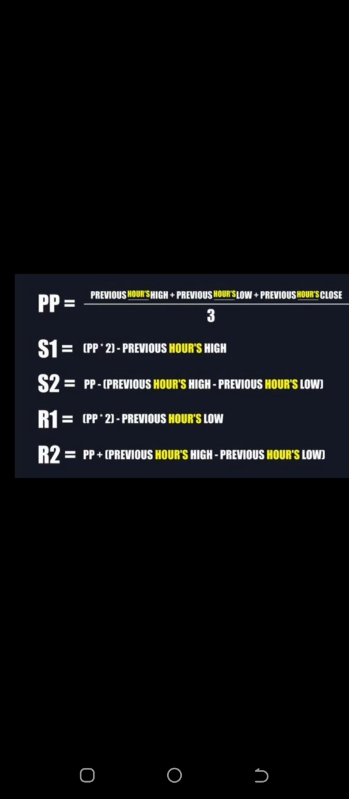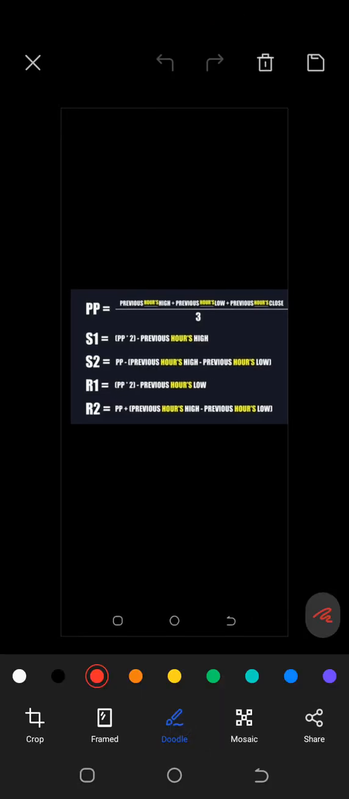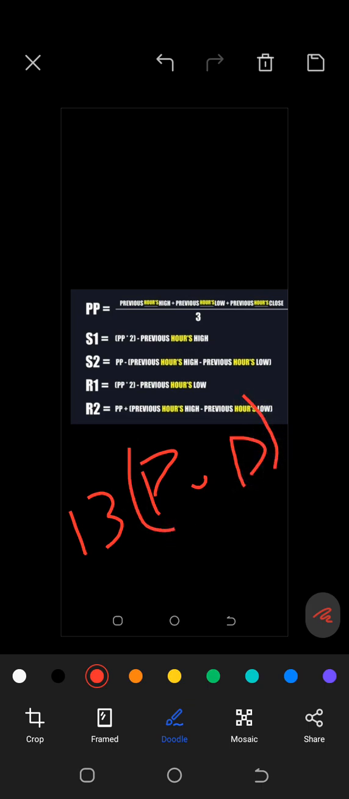Okay, wonderful. So having learned how to calculate the S1, it is based on the pivot point. Remember, you have to calculate the pivot point level first. When you get that number, that is what you will use. So assuming you got, let's say, 13 as the pivot point.